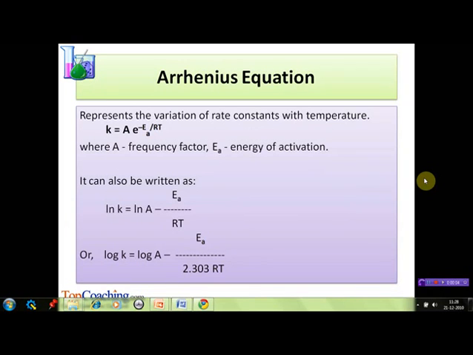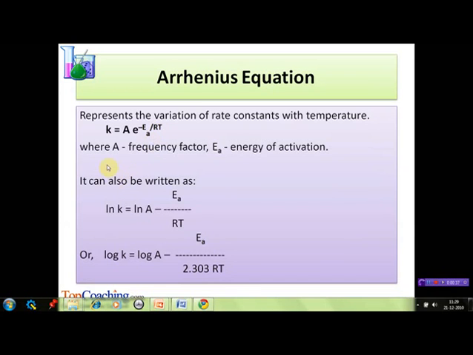Our next topic is the Arrhenius equation, named after the Swedish scientist Arrhenius. It is a mathematical equation which represents the variation of rate constant of a reaction with the temperature. It is given as k is equal to A into small e raised to minus Ea divided by RT, where small k is the rate constant, A again is a constant named as frequency factor, Ea is the energy of activation, R is the gas constant, and capital T is the temperature.